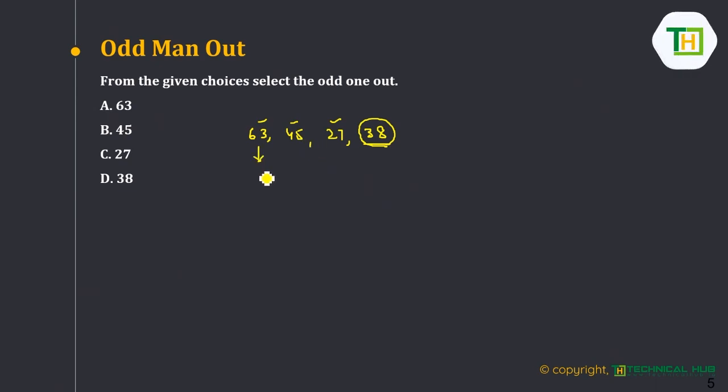Otherwise, you can take another thing. 6 plus 3 is 9. Sum of the digits is 9. Here also sum of the digits is 9. Here also sum of the digits is 9. Whereas in case of 38, the sum of the digits is 11. That is the reason why I say 38 is the different one. You can use any logic, but that logic must be correct and you will get the same answer.